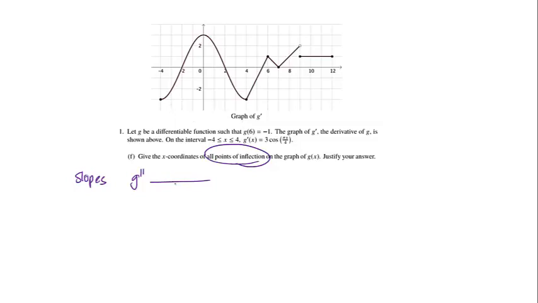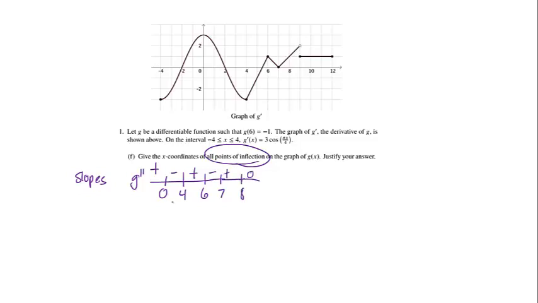So my slopes are positive till I get to 0. They are negative till I get to 4. They are positive till I get to 6. They are negative till I get to 7. They are positive till I get to 8. And then they go flat.